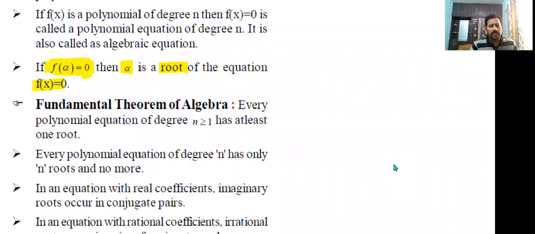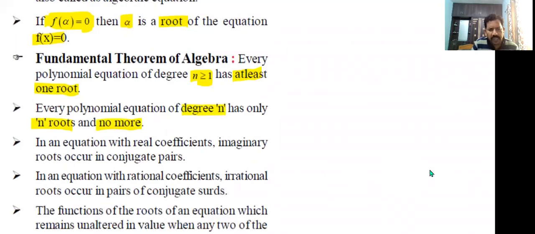Okay. Next, the fundamental theorem of algebra. Every polynomial equation of degree n greater than or equal to 1 has at least one root. The degree is 1, linear, quadratic, cubic, biquadratic, like that. So each and every equation, observe that at least one root is there. Okay. If a constant polynomial, there are no roots. Right. Every polynomial equation of degree n has only n roots, no more. That means maximum n roots only.